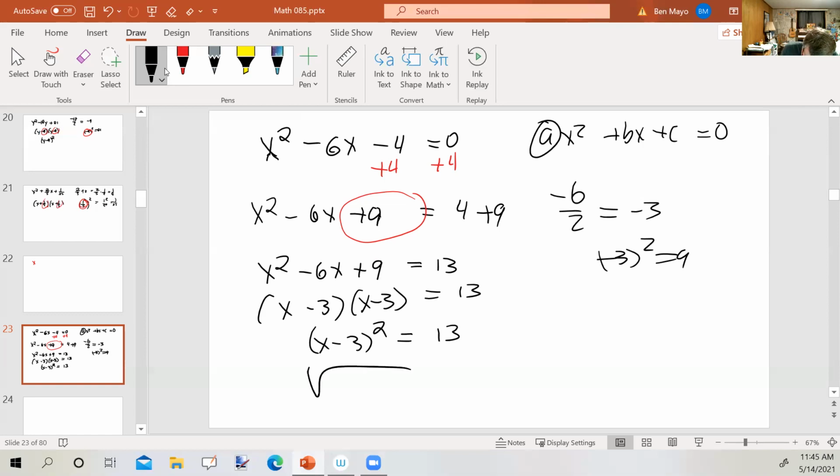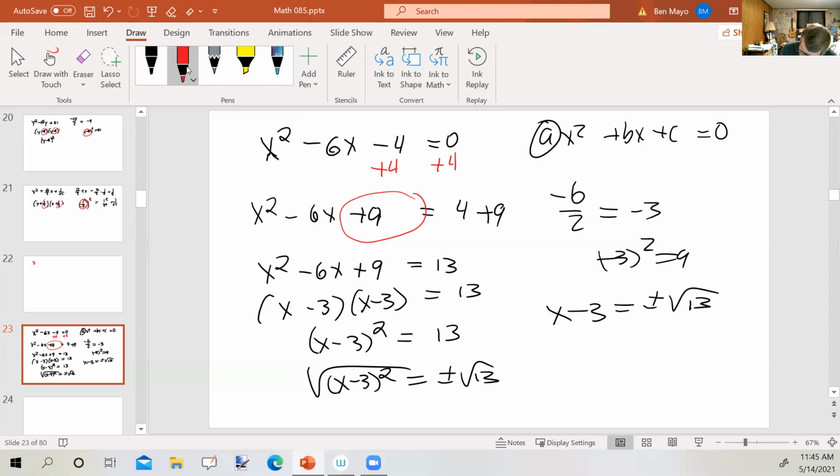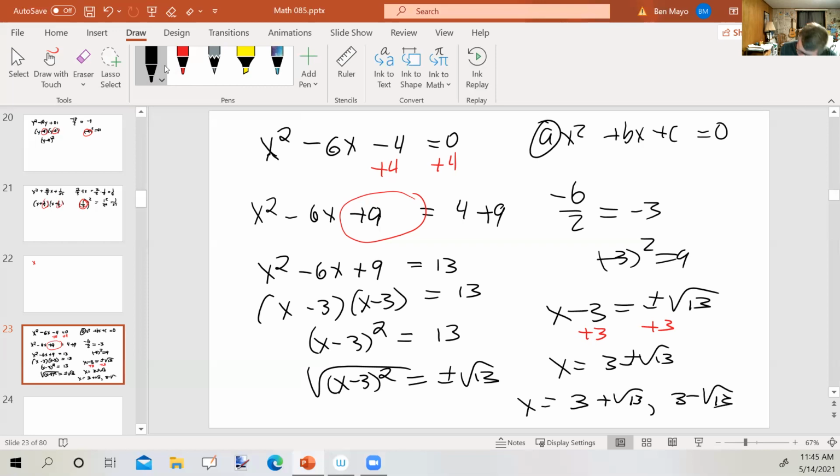So now my next step is to take the square root of both sides. So I get x minus 3 equals plus or minus the square root of 13. I'm going to add 3 to both sides. So x equals 3 plus or minus the square root of 13. So x is going to be 3 plus the square root of 13, comma, 3 minus the square root of 13. Now, those are the exact solutions, but the instructions said to also get a decimal answer to the nearest hundredth. So let's go to the next page.